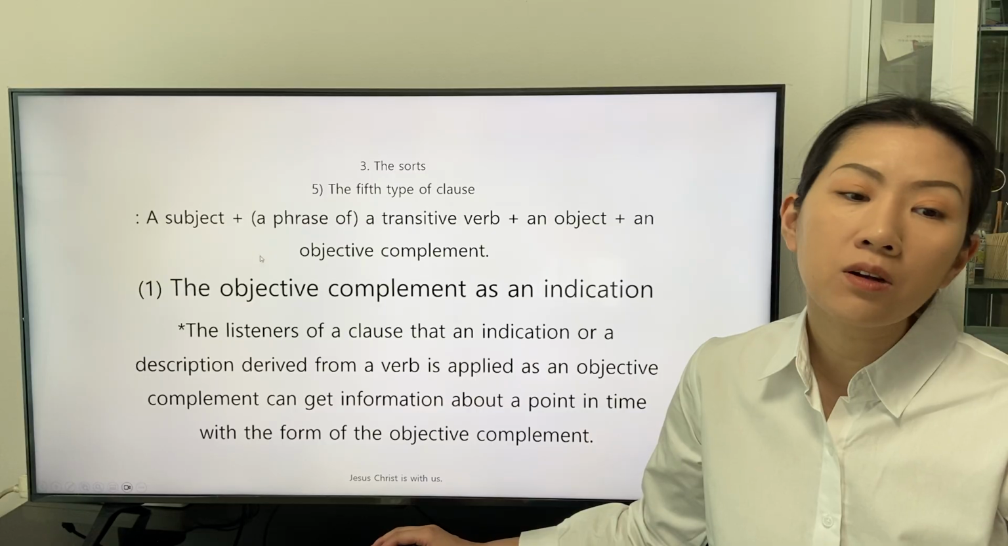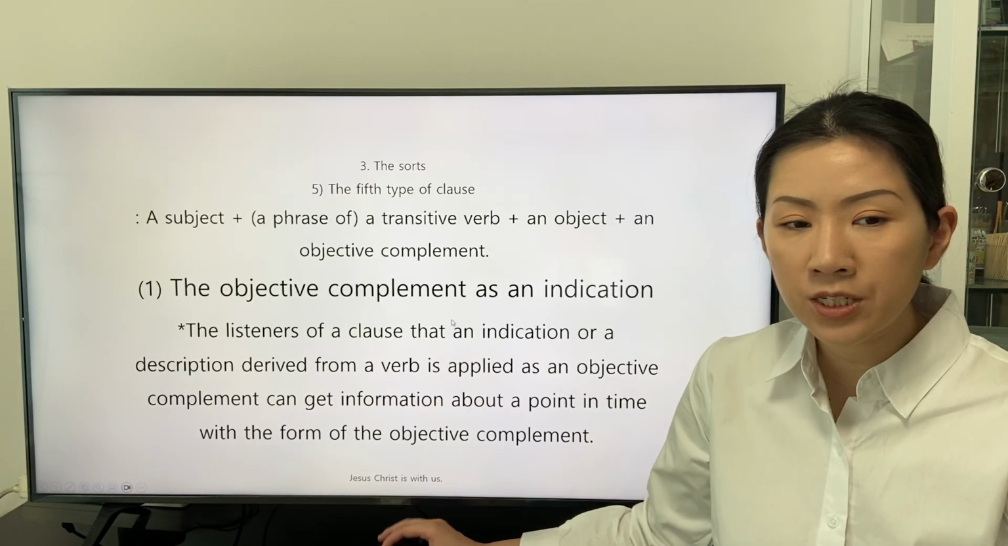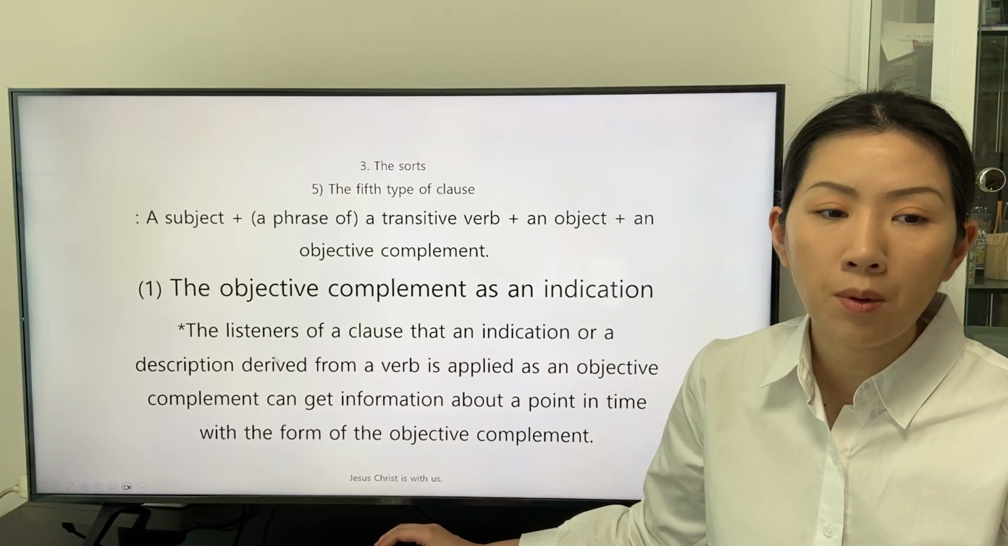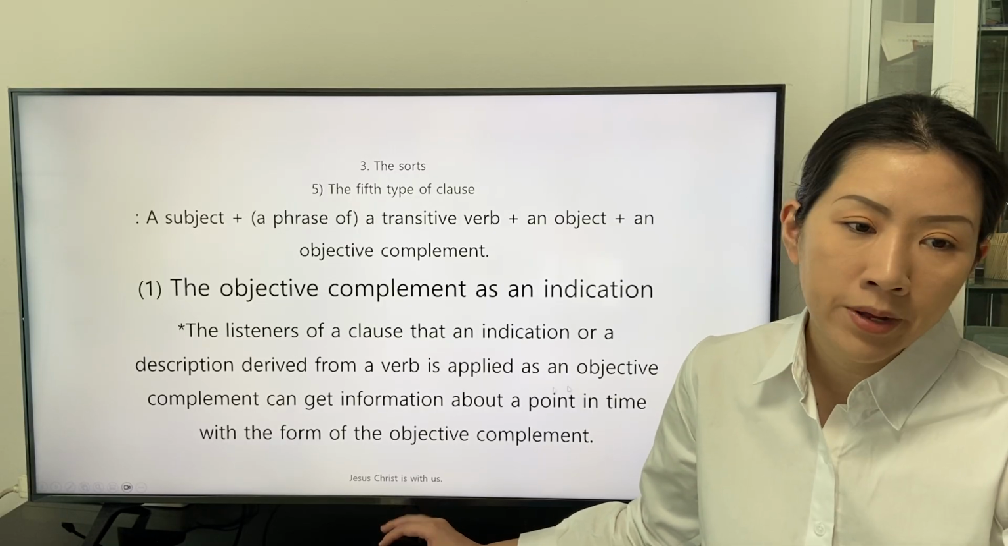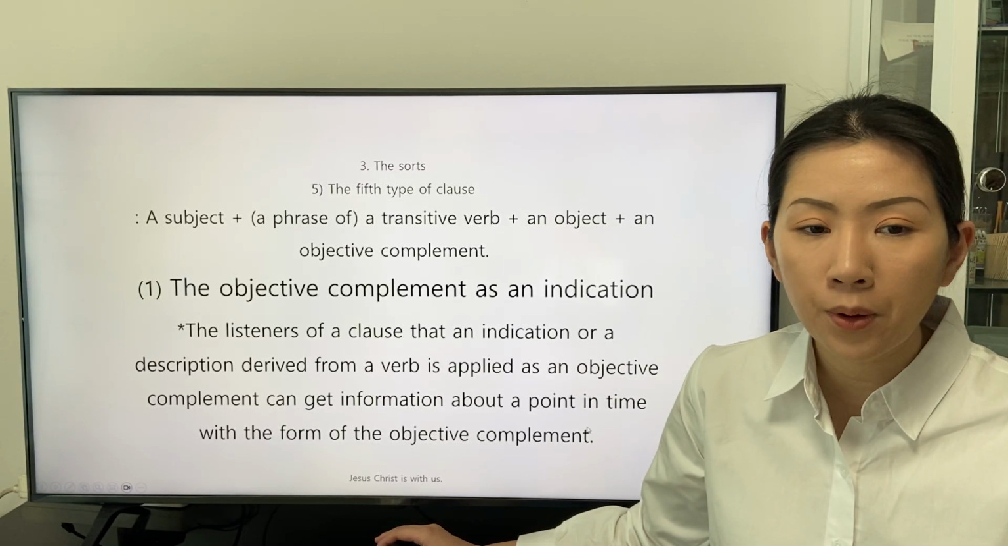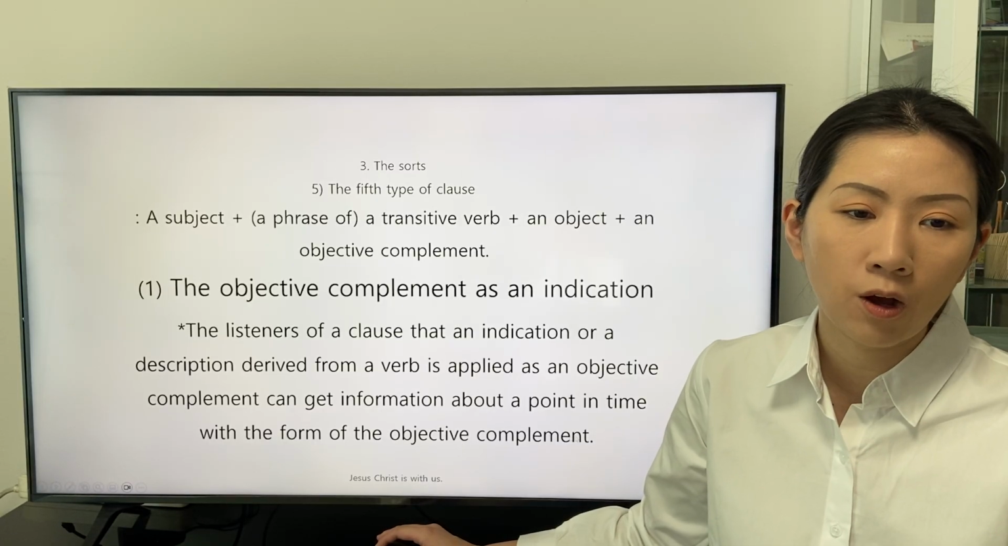The listeners of a clause in which an indication or a description derived from a verb is applied as an objective complement can get information about a point in time with the form of the objective complement.